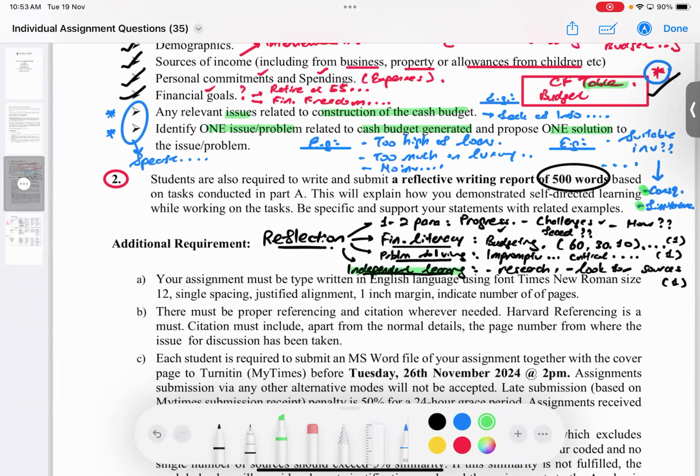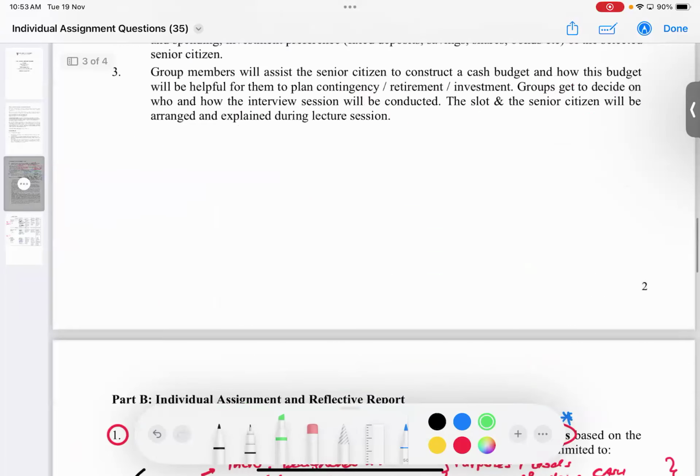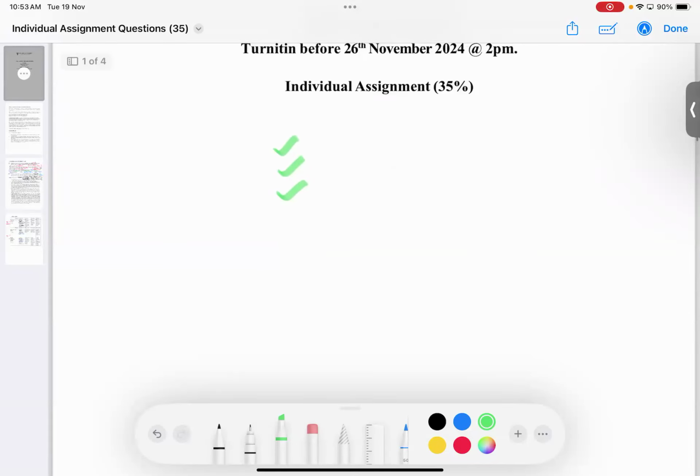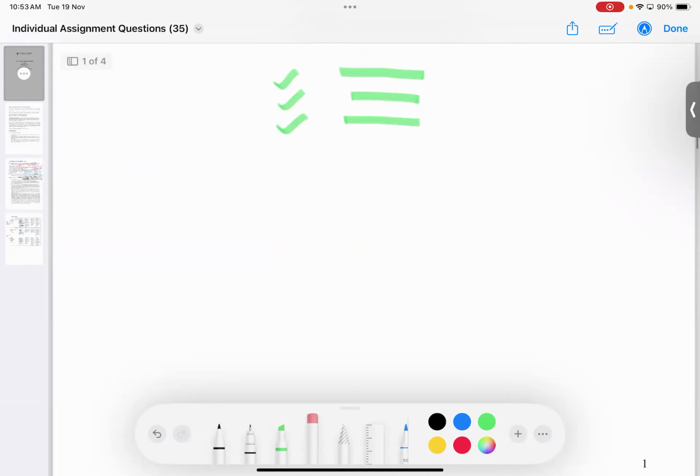Where's the cover sheet for this assignment? No need for a cover sheet. Just use this one and put your name, ID, tutorial section there.